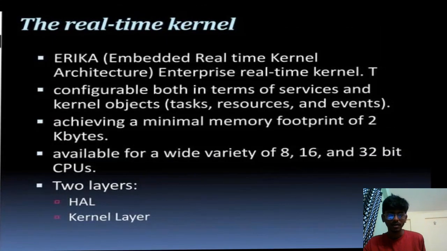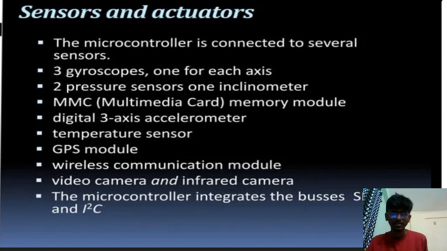The real-time kernel, ERIKA, Embedded Real-time Kernel architecture, Enterprise Real-time Kernel, is configurable both in terms of services and kernel objects such as tasks, resources and events, achieving a minimal memory footprint of 2 kilobytes, available for a wide variety of 8, 16 and 32-bit CPUs, with two layers, HAL and kernel layer.